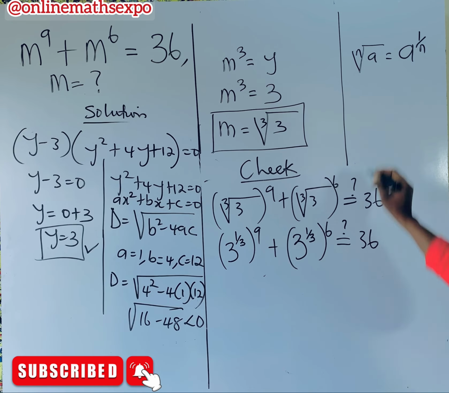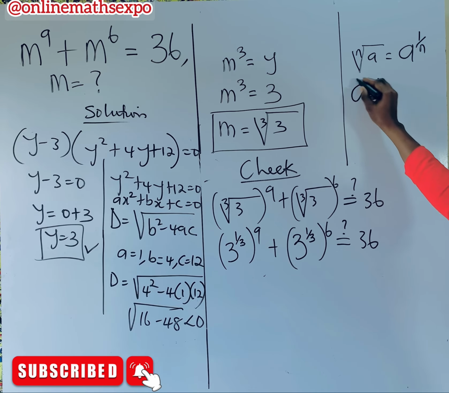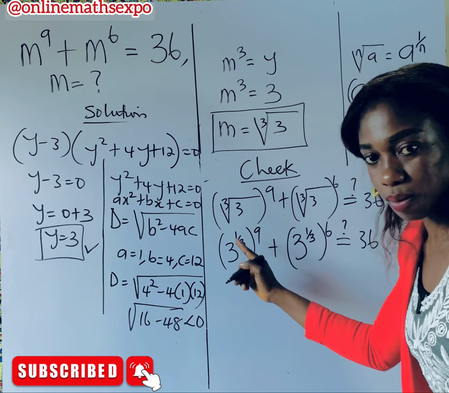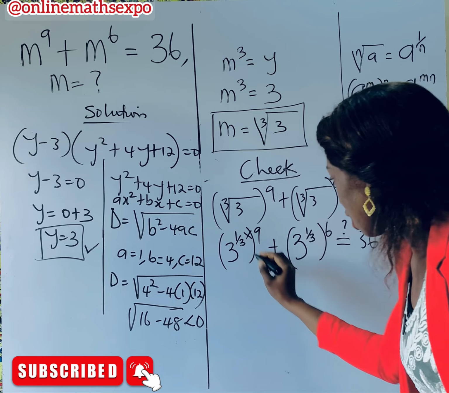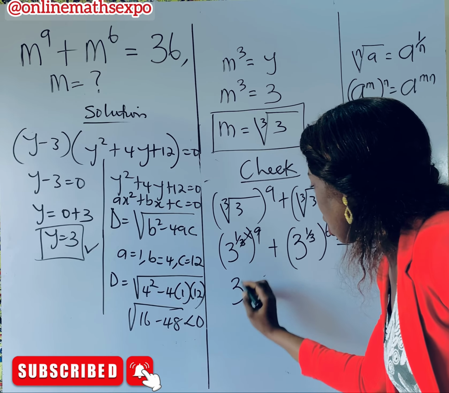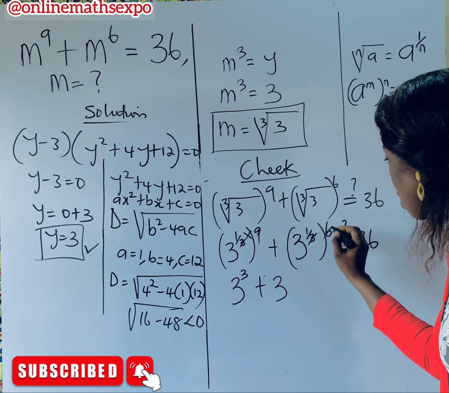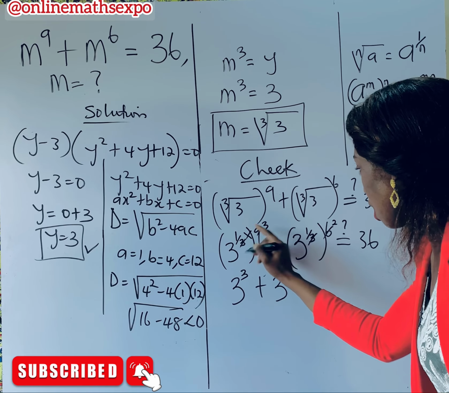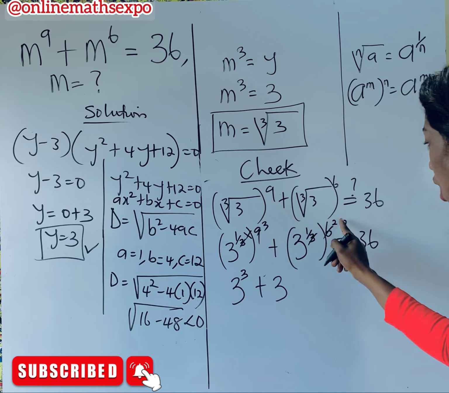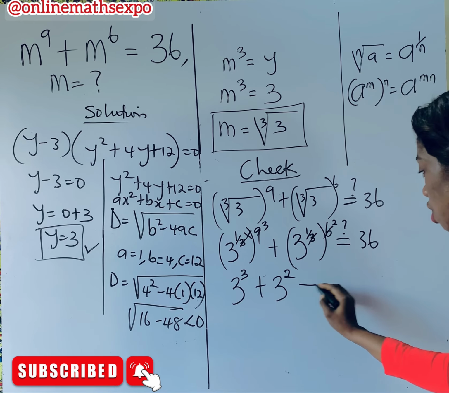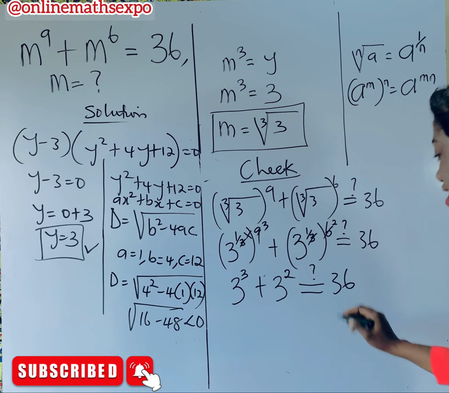Now, what do you remember? We also said a raised to power m raised to power n is a raised to power mn. So here you multiply. This we cancel, we have 3 raised to power 3. And here we are going to have this cancelled. 1 times 3 is 3. 1 times 2 will give us 2. Is it still equal to 36?